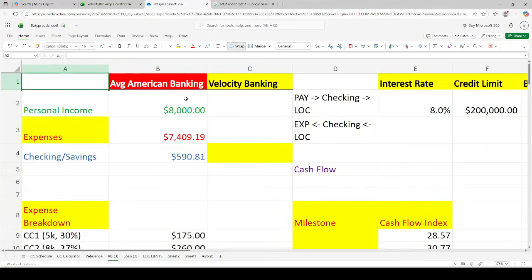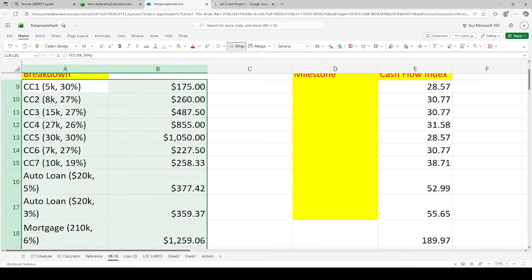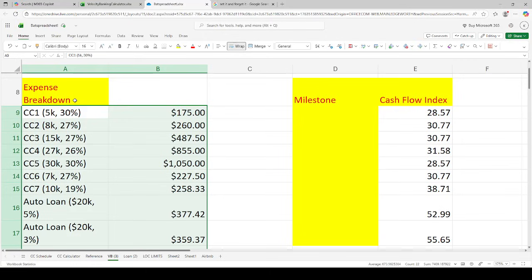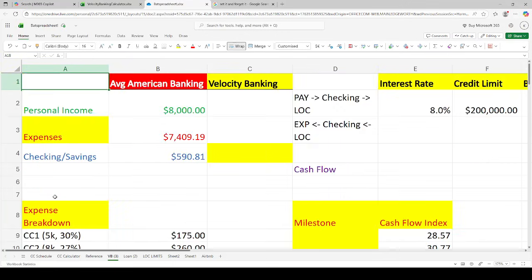And all you gotta do, first step is create a budget, right? Income, expenses, leftover, checking, savings. And then we create an expense breakdown, which lists every single debt that we have. And at the very last line, we have our personal expenses that are not tied to debt, right? Things we always have to pay for: food, gas, insurance, and all that other stuff.